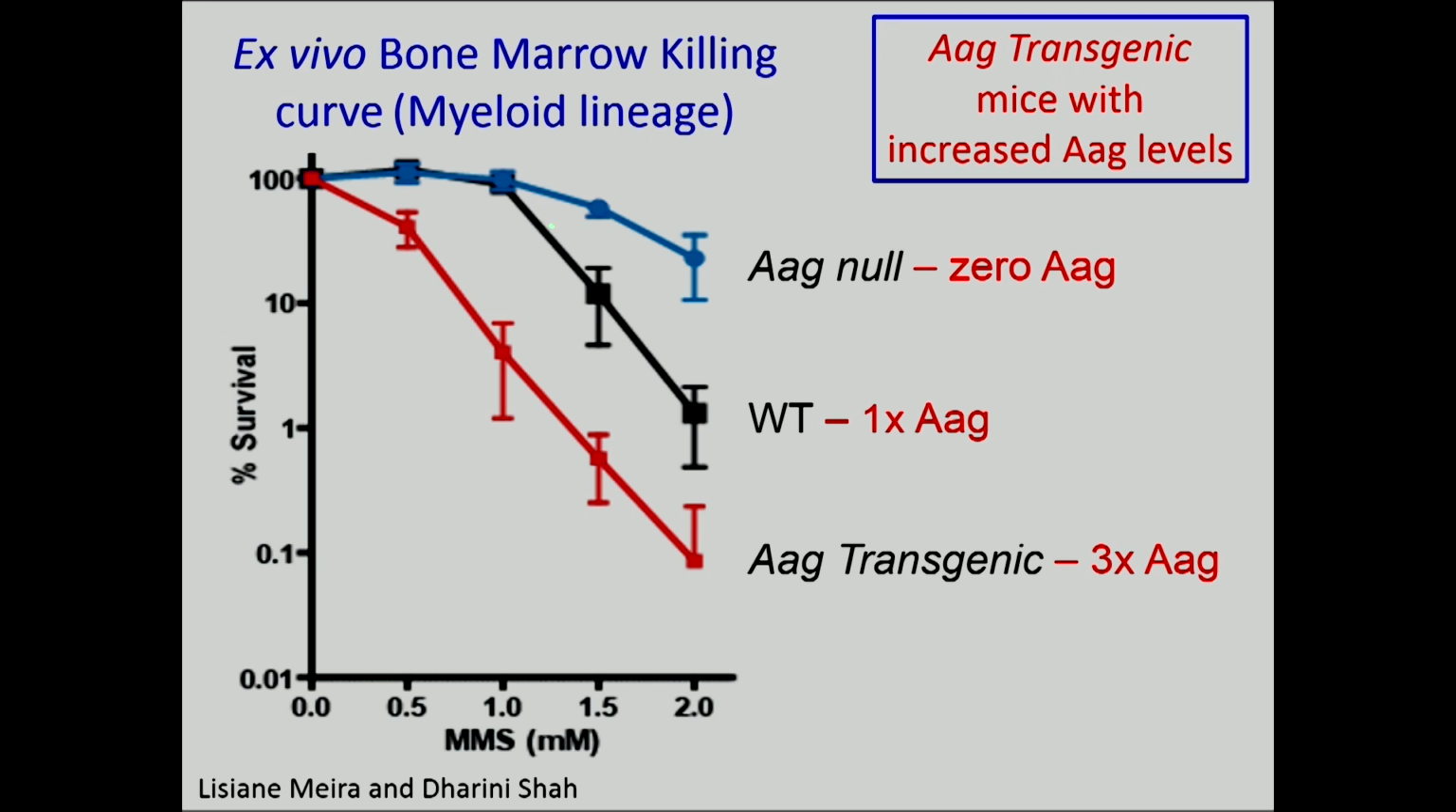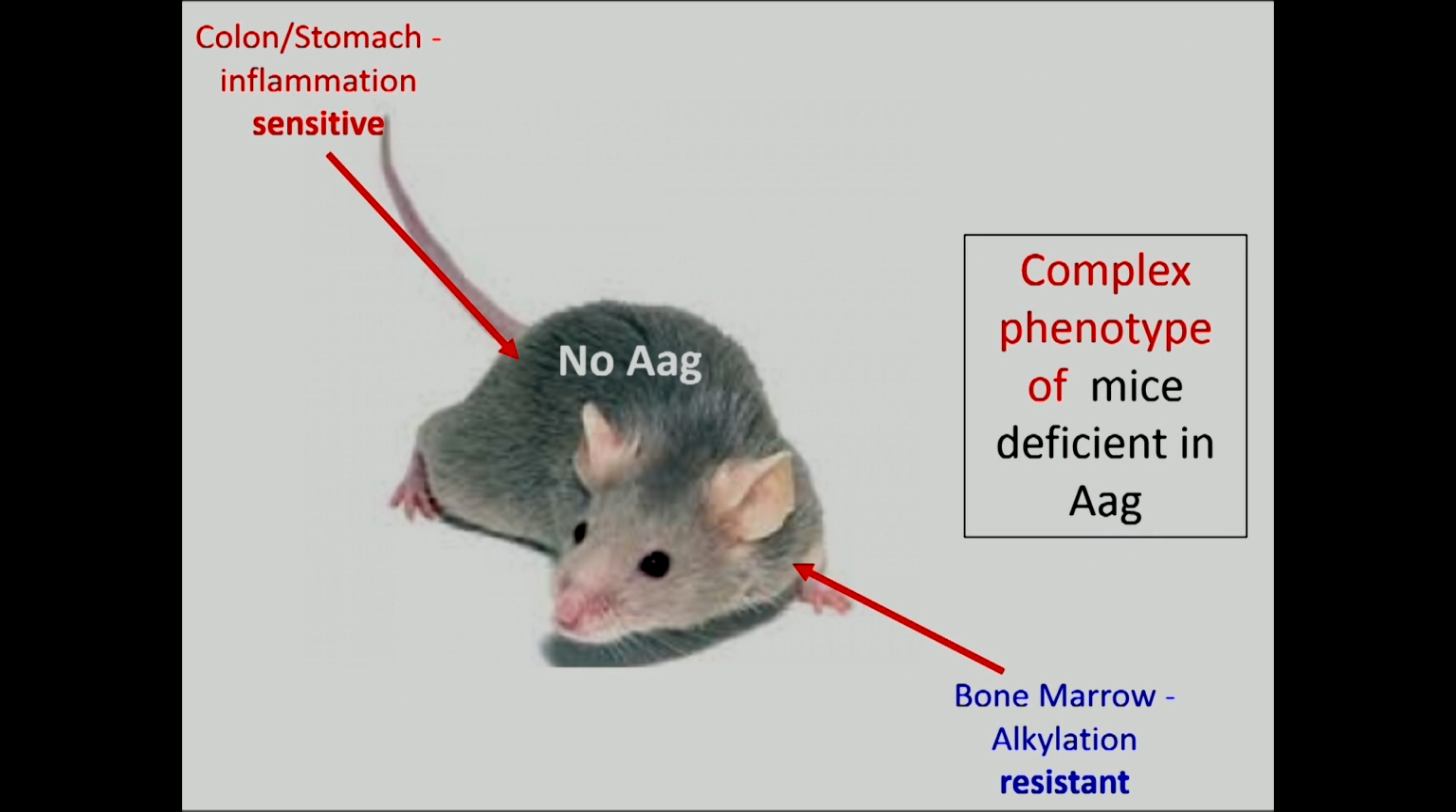And this is what I showed you before. Wild-type bone marrow cells are somewhat sensitive; take away the base excision repair pathway, and they're resistant. Increase by just 3-fold above the level in the wild-type animals, and you see a massive increase in sensitivity. So this is a situation where having the repair pathway is actually detrimental in the face of an environmental exposure.